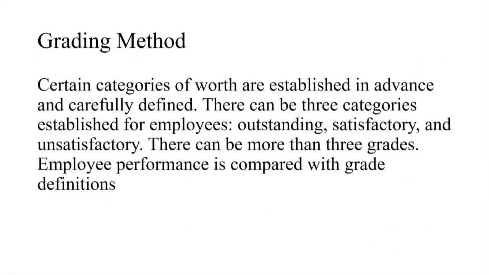Then the third method is known as the grading method. In this grading method, certain categories of worth are established well in advance. For example, there can be categories such as outstanding, satisfactory and unsatisfactory. So, if a person is performing, we just say his work was satisfactory, the other's work was unsatisfactory, or it was outstanding. However, there can be more than 3 grades also.